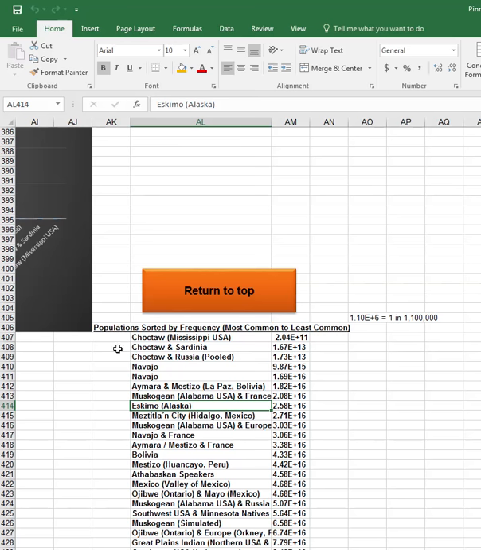So, and this Mestizo population from Hidalgo further confirms the Choctaw's connection to central Mexico. Another Muscogee, Alabama population. We'll just keep going down through the list. More Navajo, more Aymara from Bolivia. A direct Bolivia connection, or a direct Bolivia tribe, or just population.